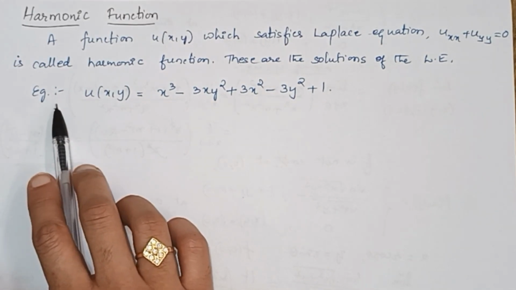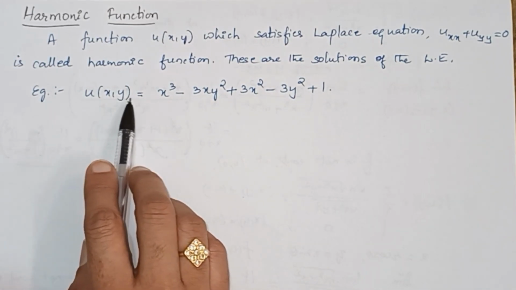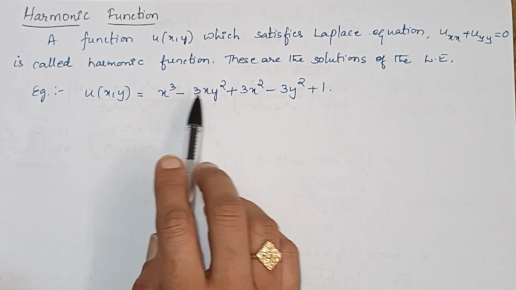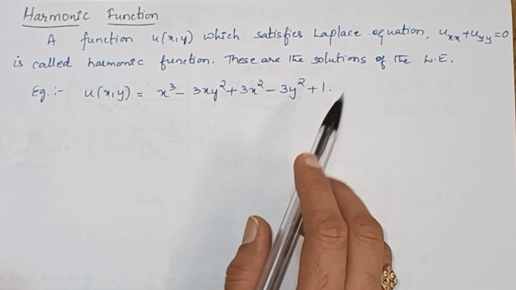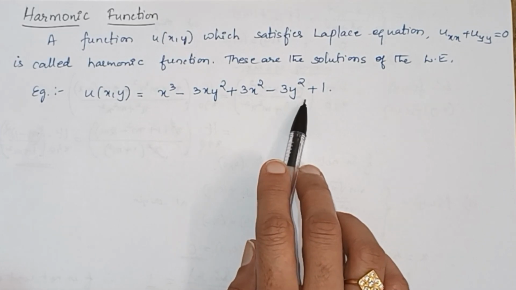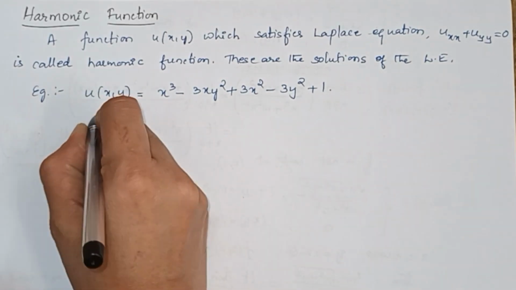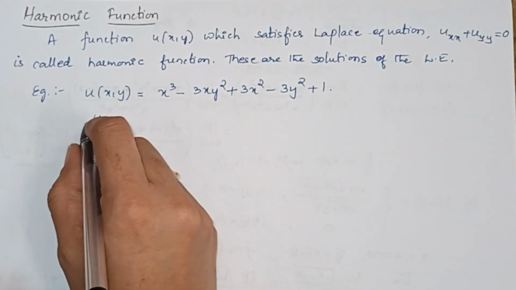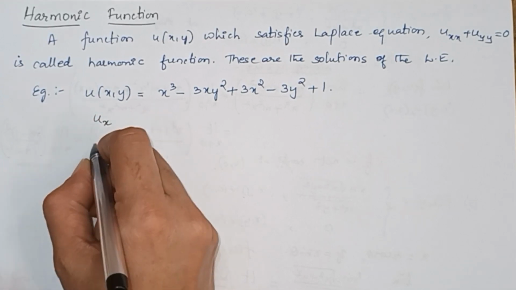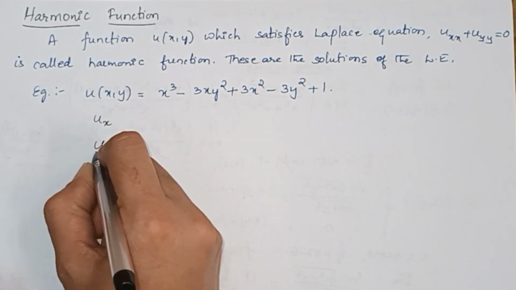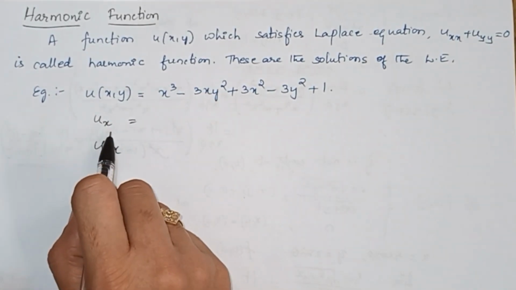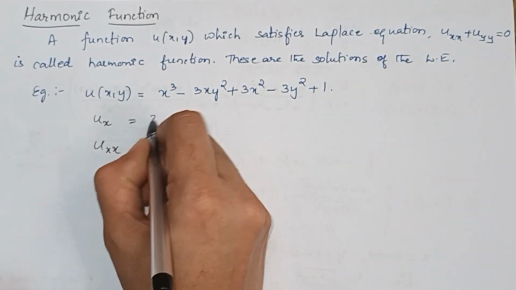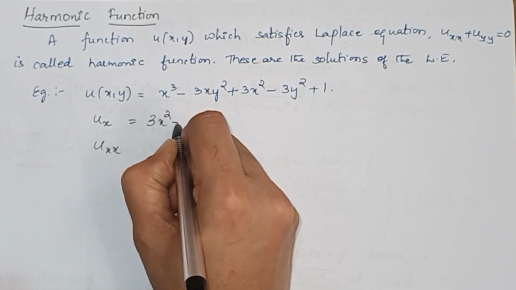For example, take this function u of x comma y equal to x cube minus 3xy square plus 3x square minus 3y square plus 1. We have to check whether this function is harmonic. So for that I need the first partial derivative with respect to x, then the second order partial derivative with respect to x.